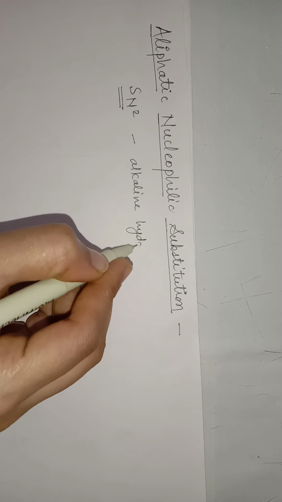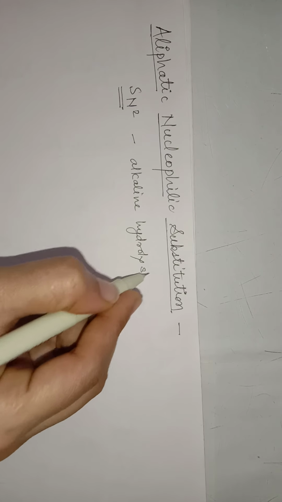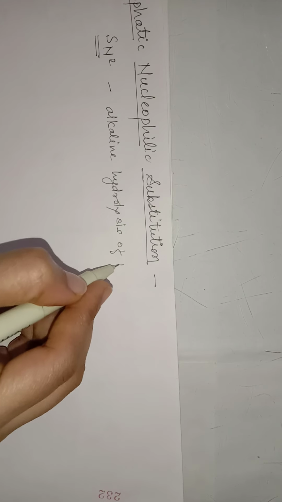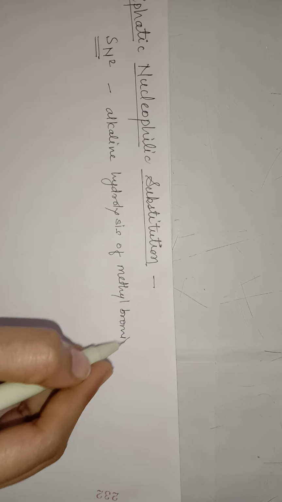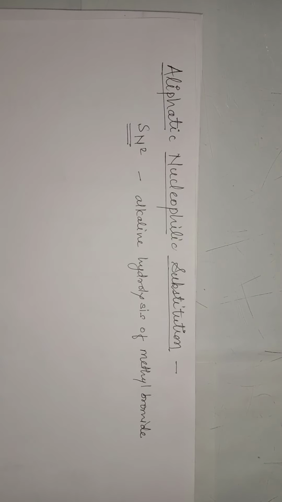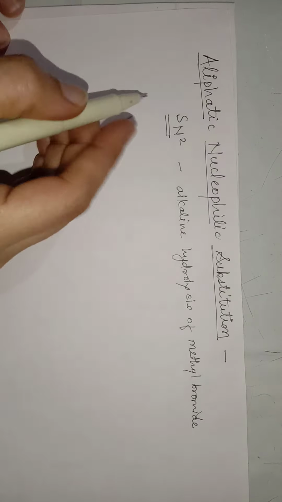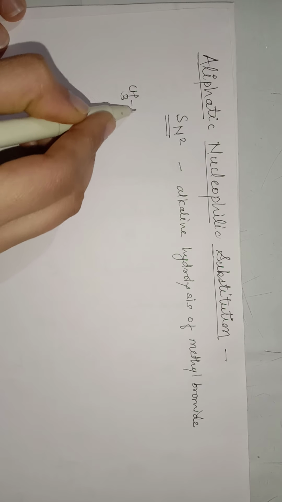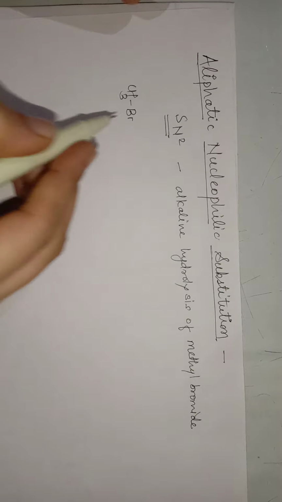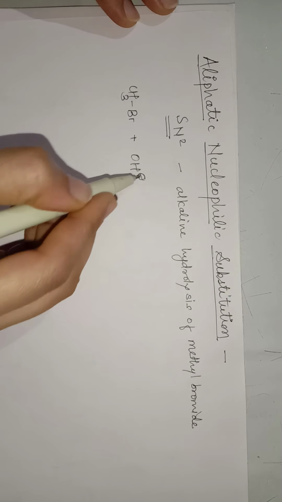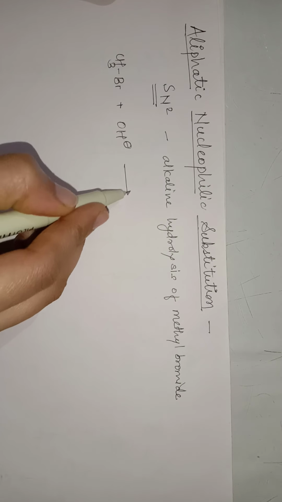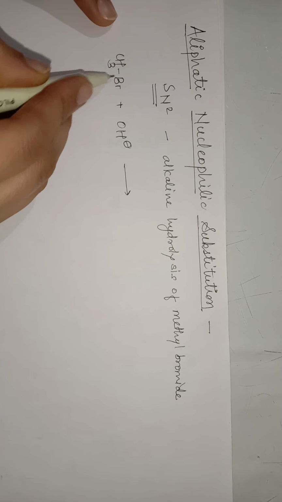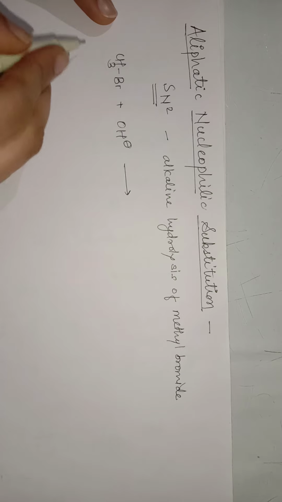Alkaline hydrolysis of methyl bromide. First take methyl bromide in the presence of OH minus, that is our base, as we are doing alkaline hydrolysis. So the product will be this. Br is a leaving group and OH is a nucleophile. This is our substrate.